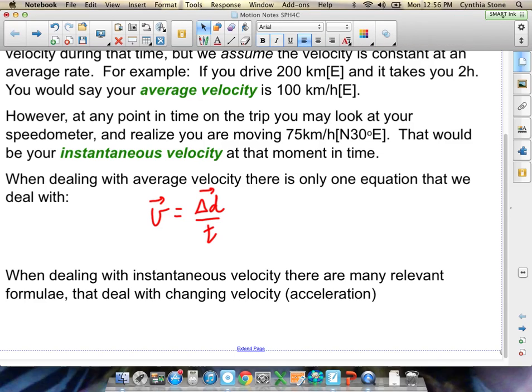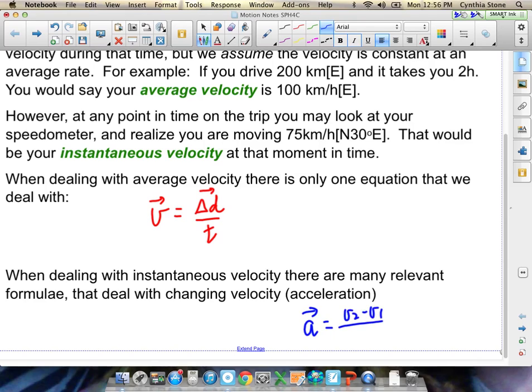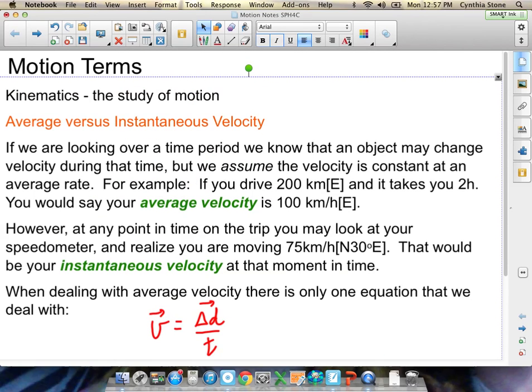But when dealing with instantaneous velocity, there are many relevant formulas. And the most important one is the acceleration formula, which I showed you already too. And the idea is that with the acceleration formula, v2 is the instantaneous velocity at the final time, v1 is the instantaneous velocity at the initial time, and t is the elapsed time. We'll talk more about acceleration another day. But I did want to get those notes down, and I'll just stop the tape here. Again, if you need to go back and copy anything, you go right ahead. And that's it for today.